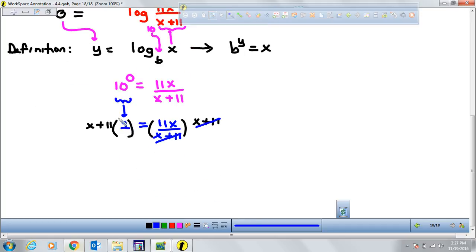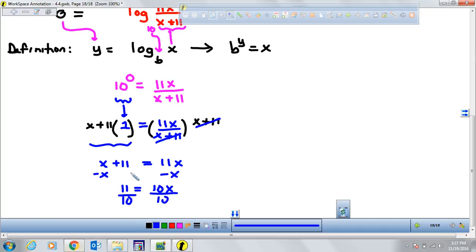So if we multiply the 1 times x plus 11, this is going to give us x plus 11, right? Because times 1 is just going to stay the same, equals 11x. There are no squares, so all we have to do is solve for x. So I'm going to move the x over to the other side to combine it with the other x. So we get 11 equals 10x, and then to leave the x by itself, we divide by 10.